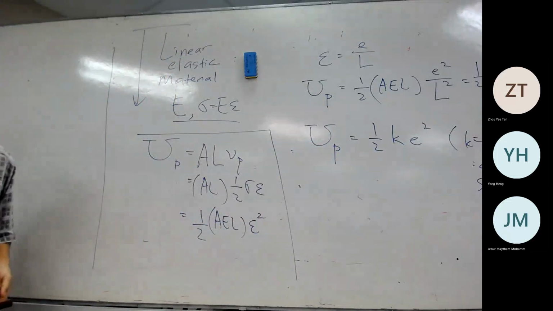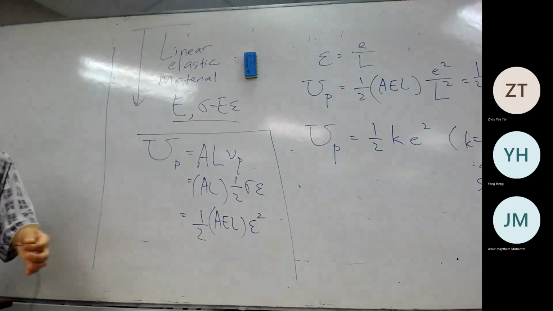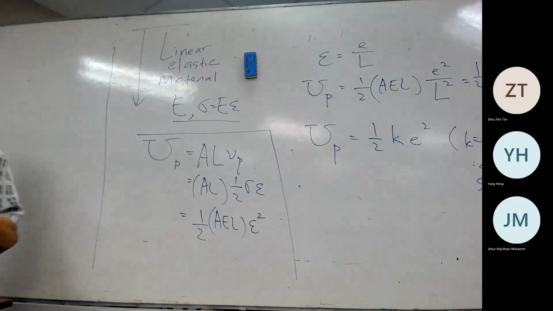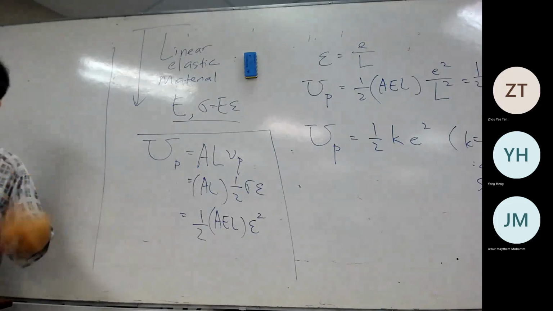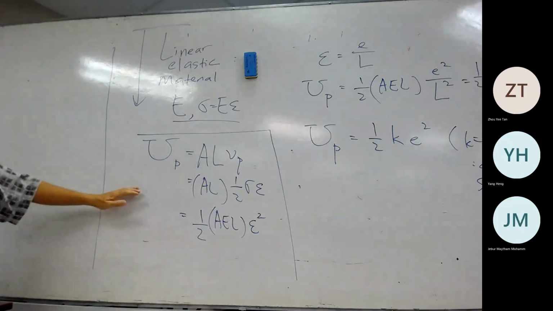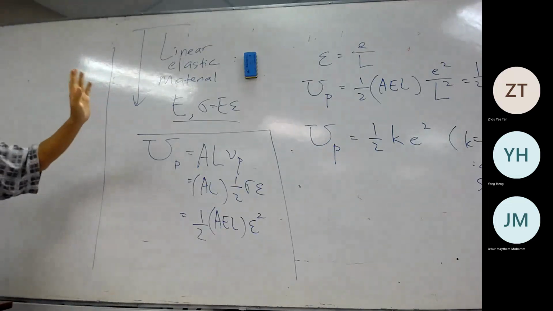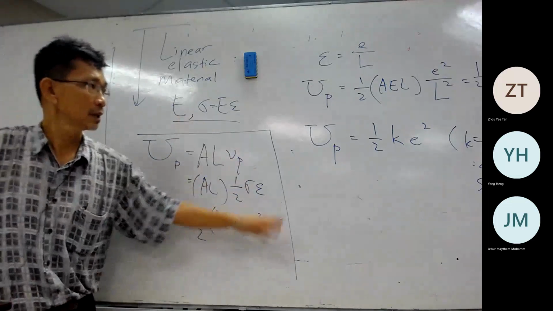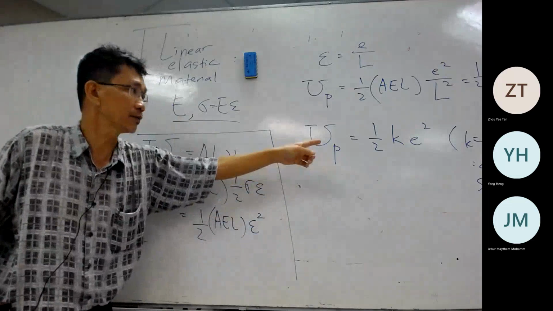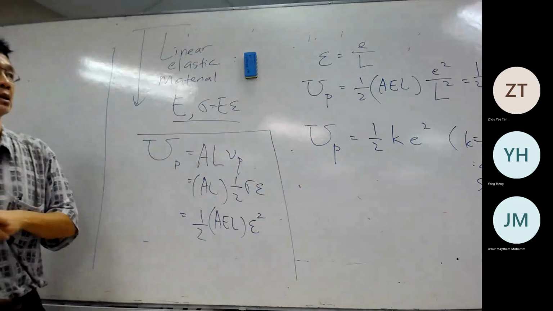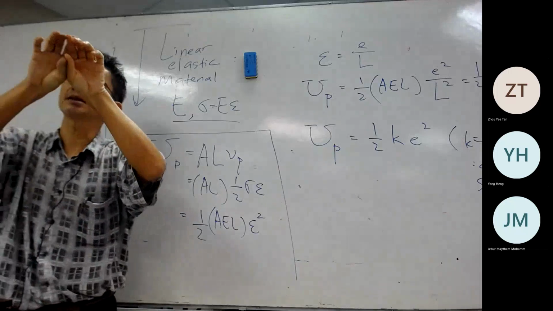Okay. So this is the relationship that we want to start off with for linear elastic. All our discussion from now on is linear elastic. Strain energy density is half sigma multiplied with epsilon for linear elastic, and strain energy is half K delta squared for a linear elastic bar, if the bar is prismatic.